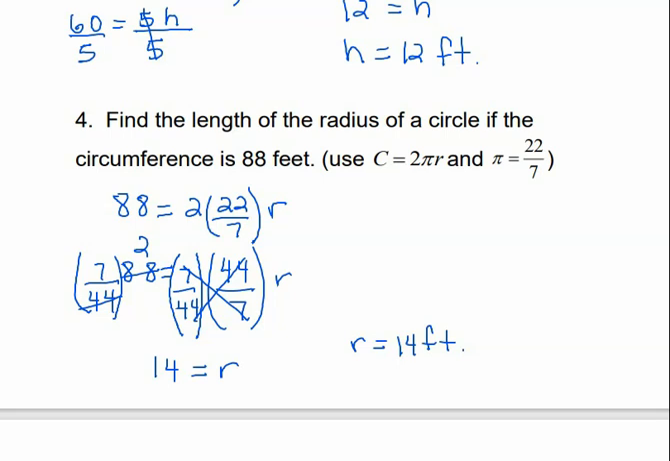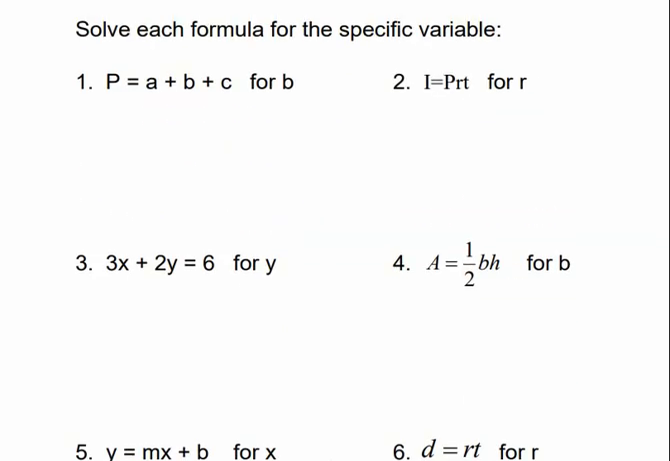Now, when we're dealing with formulas, like I said, we can't solve the formula, or we can't figure out what a variable represents, like r is 14, if we have more than one variable. But we can solve a formula for a specified variable. What that means is I can get a variable by itself. So this says solve each formula for the specific variable, and number 1 has a formula, and it says to solve for b. So that means they want me to get b by itself on one side of the equation.